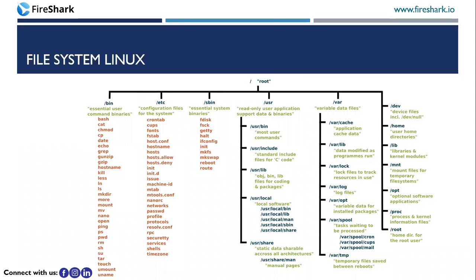As we all know, this is the parent directory. All Linux architectures have this base parent directory. Then we have these child directories, a lot of child directories, and each individual child directory has its own significance. You can't run your Linux architecture without any of these directories.